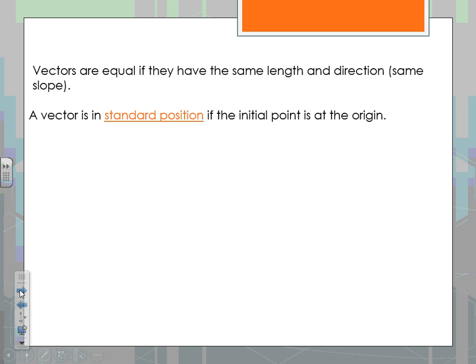Two vectors can have the same length and be parallel, but going opposite directions. So they have to have the same direction. So standard position, our initial point is at the origin. Okay, and that's how we like to think of vectors.